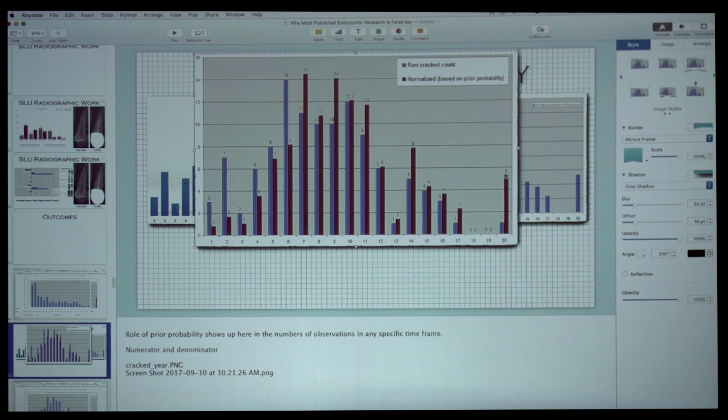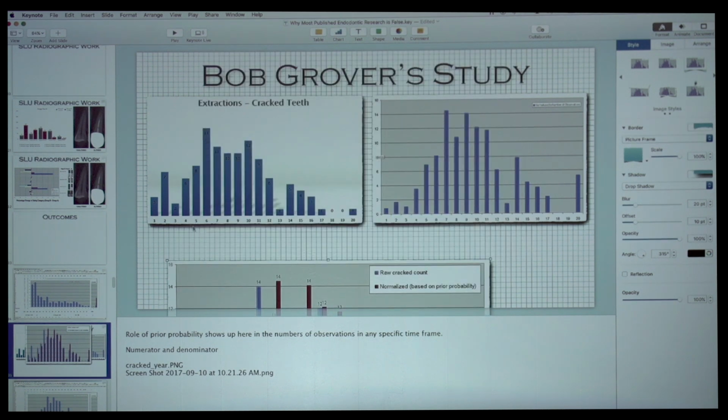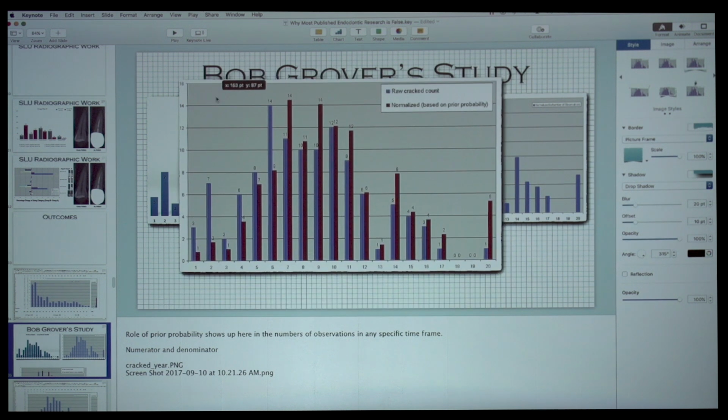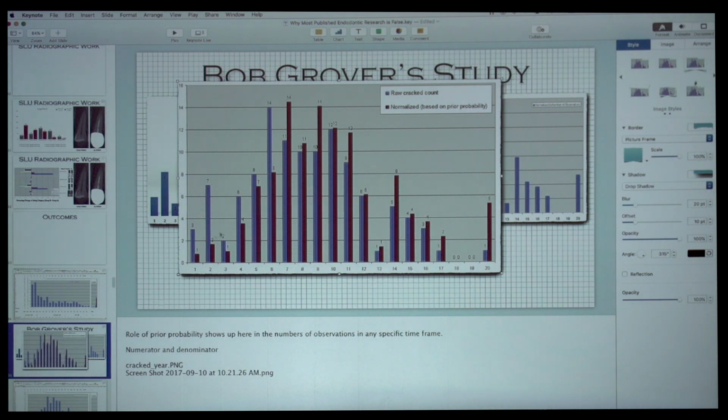But this was a prior probability issue that I looked at in Bob's data, and I said, Bob, you can't report data like that. That's misleading because it makes it look like we've got a bunch of cracks down here at these early years. I said, this is not painting a compelling picture. And the fact is, the actual curve is down here at these early years, the teeth don't crack.